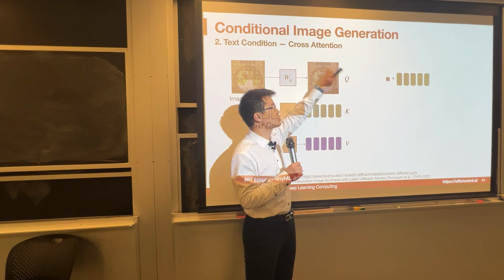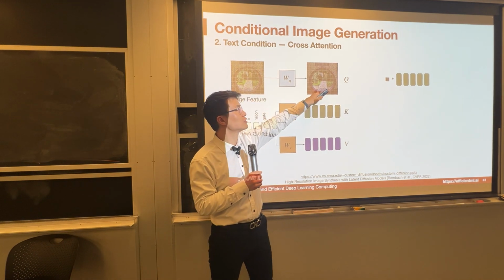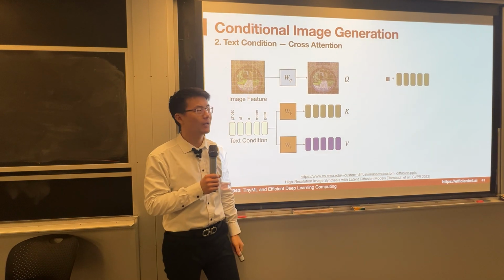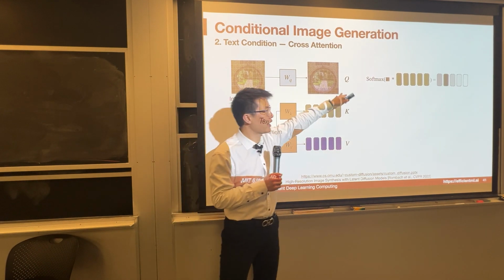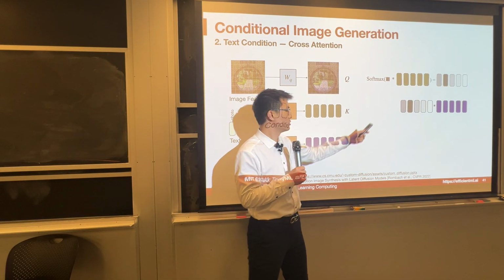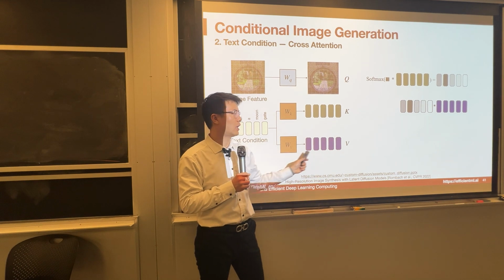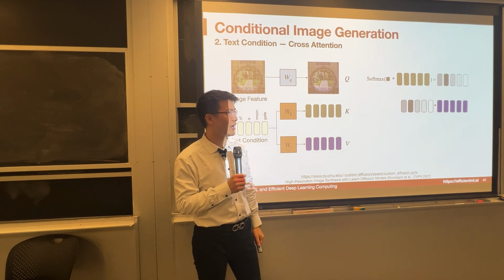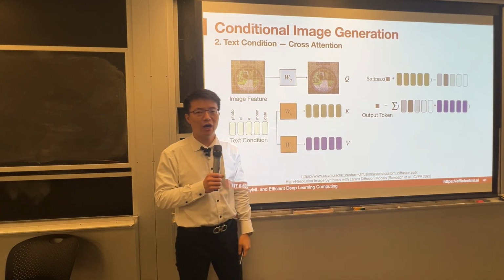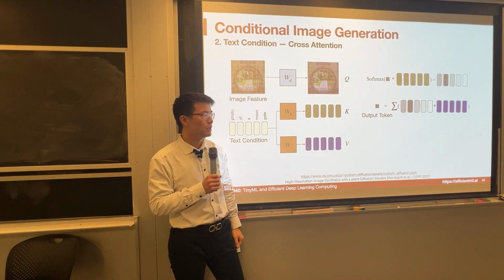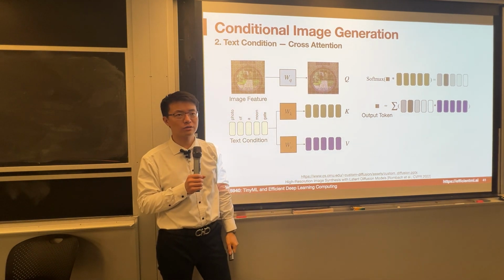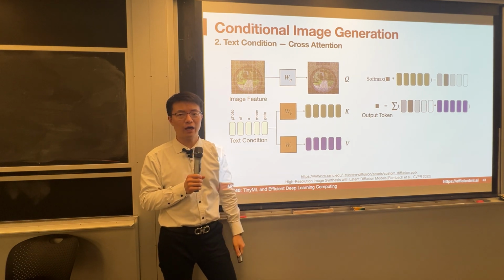And then we pick each patch, each token from the image, and multiply it with the K to get the similarity, to get the attention. And we use softmax to make it sum up to 1. And then we use that as the weight to get a weighted average of the V, the value. Okay? And this becomes an output token. So we can repeat this process through all the input image tokens to get an output image.